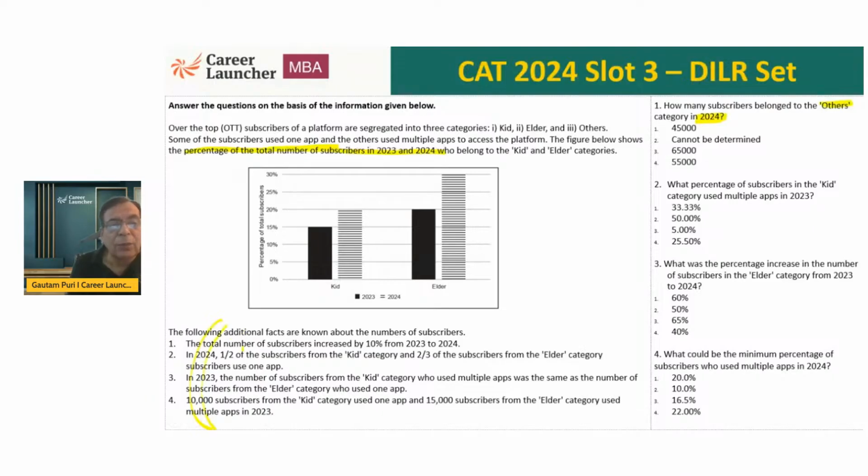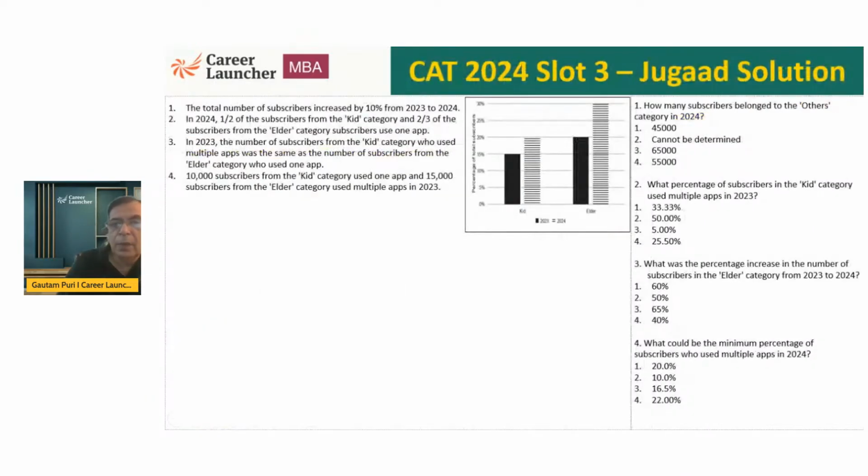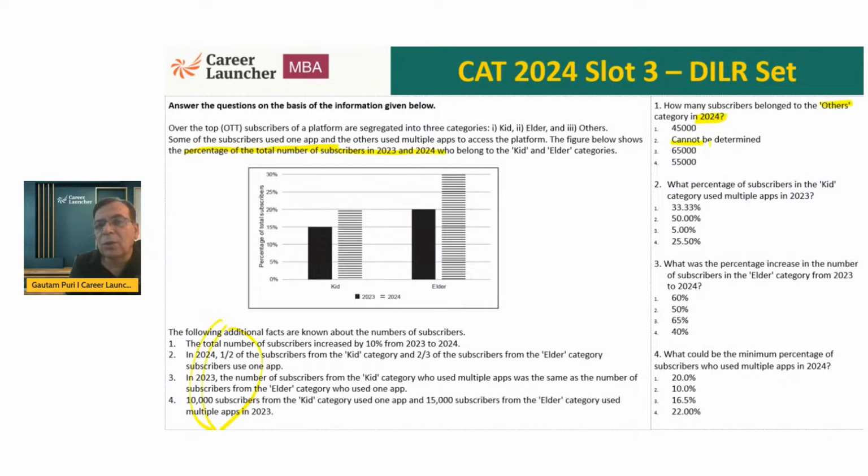But iske andar ek cheez, I don't know if you have noticed or not, there's something interesting out here. There's a choice called cannot be determined. क्या मतलब हुआ? Cannot be determined का मतलब ये है कि you may not be able to solve it completely. Okay, that's okay. We'll look at it later. Question number 2. What percentage of subscribers in the kids category use multiple apps in 23? Convenient percentages and easy numbers. Approximation is also possible. Question number 3. What was the percentage increase in the number of subscribers in elder category from 23 to 24?